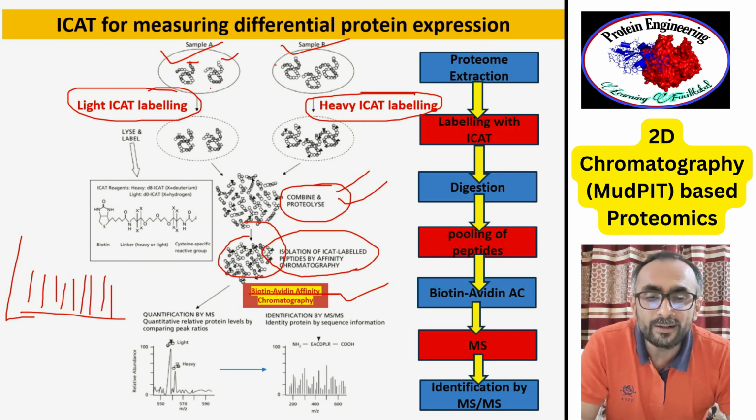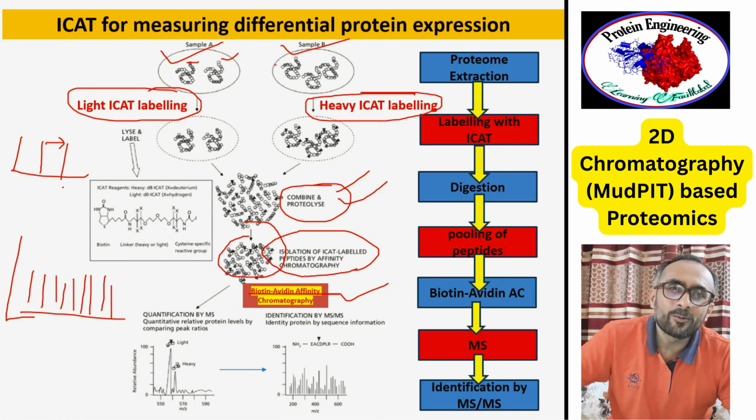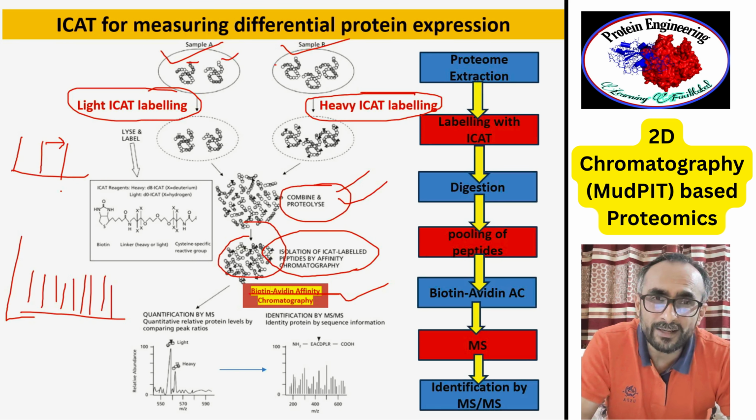So remember, just think of a protein which is common in sample A and sample B, and that protein has only one peptide which contains cysteine, and that peptide is detected here. And you will get two peaks of that peptide, one slightly higher molecular weight, another one lesser molecular weight. Now how do you see which peak is coming from sample A and sample B?